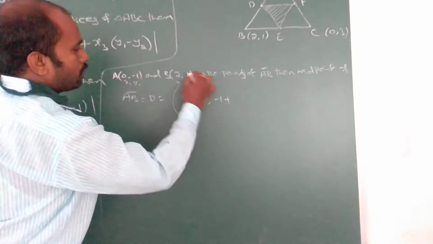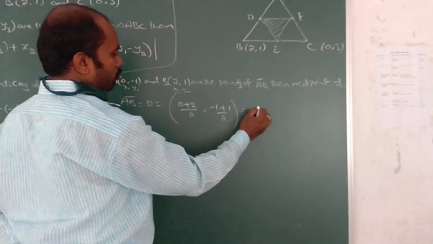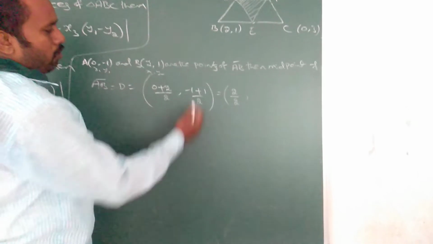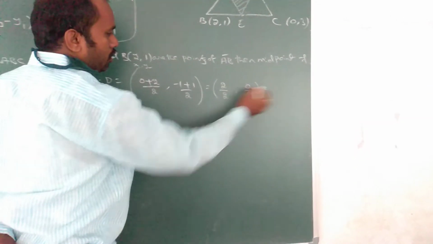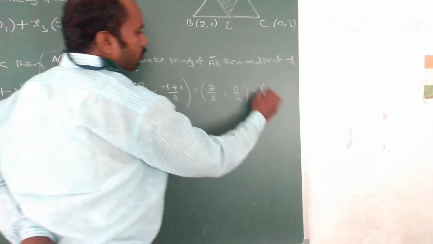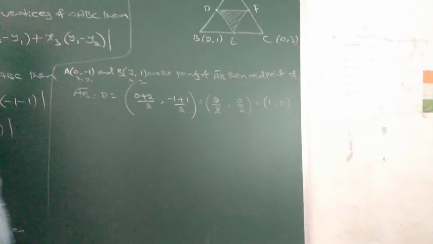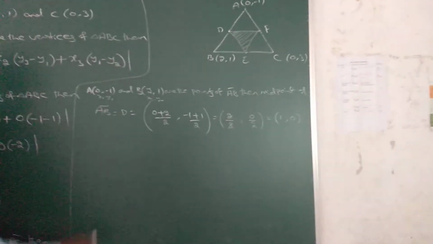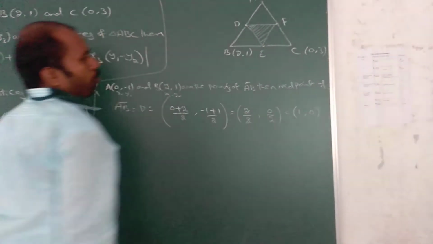Here the formula is there. So y1 is how much? Minus 1 plus 1 by 2. Now simplification. 0 plus 2, how much? 2 by denominator 2. Y coordinate: minus 1 plus 1, 0 numerator, by 2. In simplification, we get the x coordinate 1. 0 by 2 means the value how much here? 0. So first you get the midpoint D. After that you get the midpoint E. Now take points B, C to get the midpoint E.